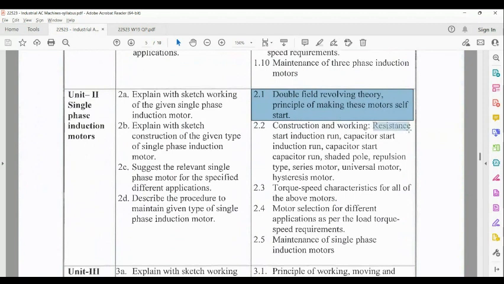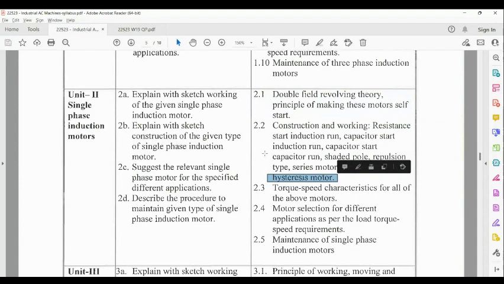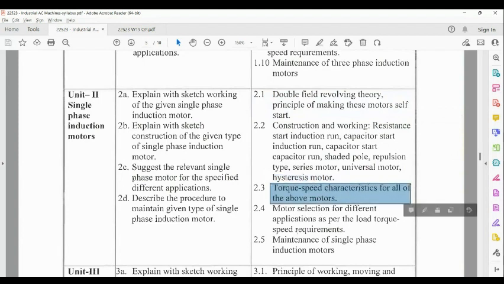So the first type is resistance start induction run motor, capacitor start induction run motor, capacitor start capacitor run motor, and the most important is shaded pole induction motor. And after that repulsion type, series motor, universal motor, hysteresis motor. Okay, so shaded pole, universal motor, and hysteresis are the most important types of motors, but you have to prepare all the types of motor, and for these motors you have to prepare circuit diagram, torque speed characteristics, and application of all these types of motors.